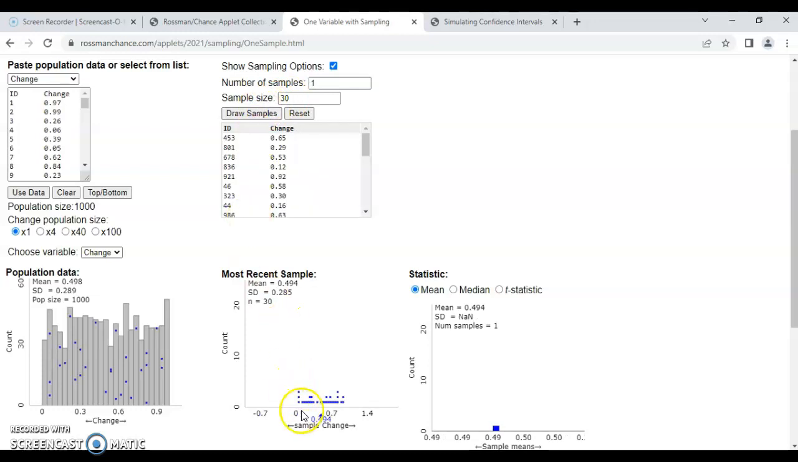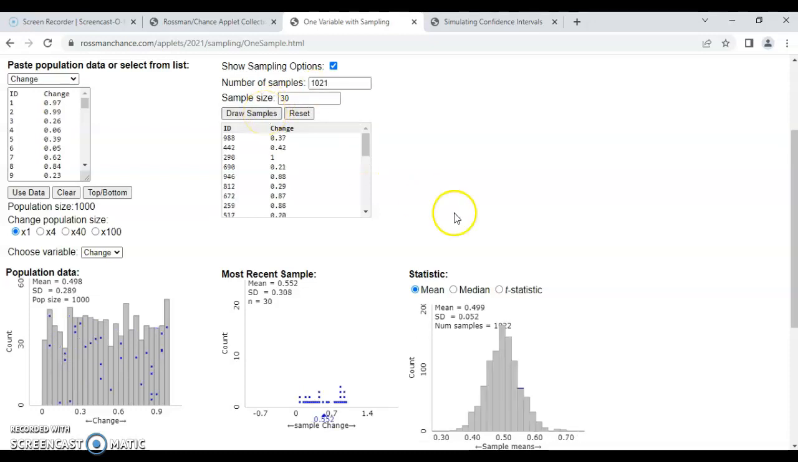So now you see here I've got many more dots because we've changed the sample size. So now we're taking samples of size 30 and again building that sampling distribution over there on the right. So let's do the same amount. We need 1,021 more. So let's draw those. And there we have it.